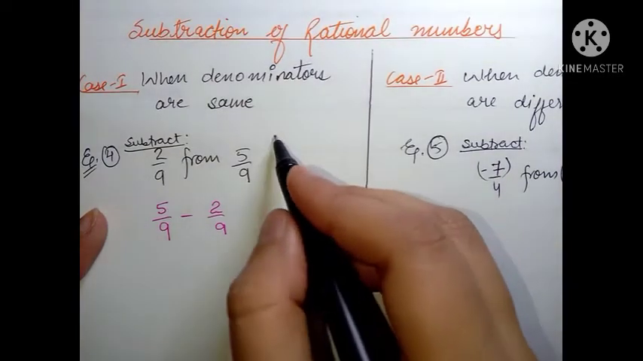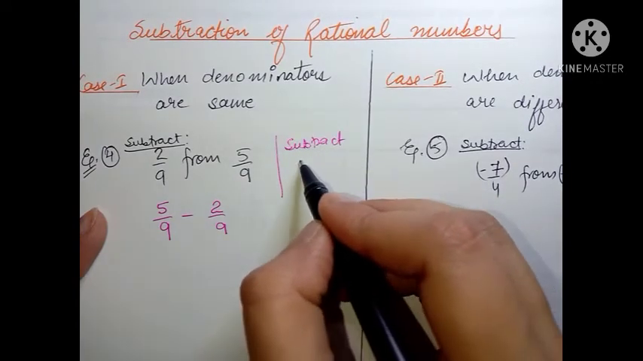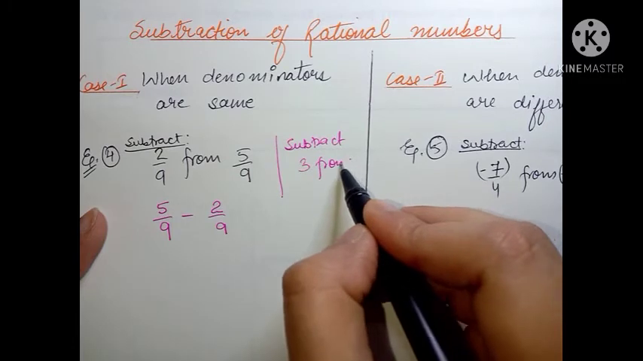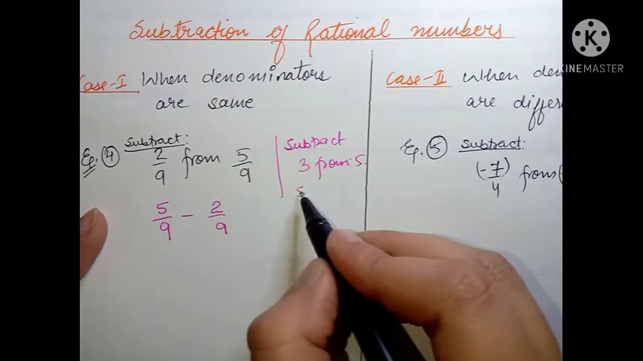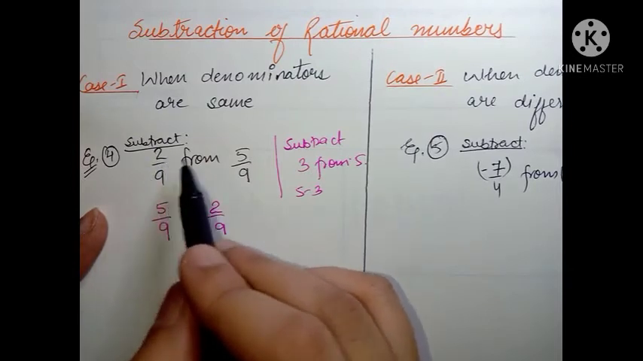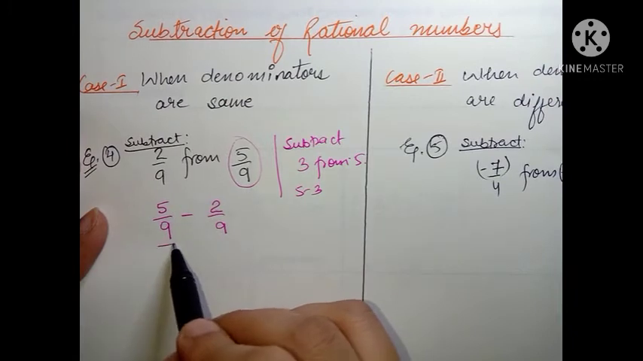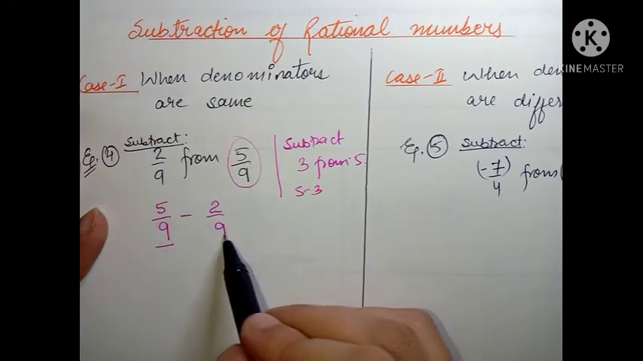Simple. Okay, if I write subtract 3 from 5, this means 5 minus 3. Similarly, subtract this rational number from this rational number. So you would write this whole rational number here and then this whole rational number here.